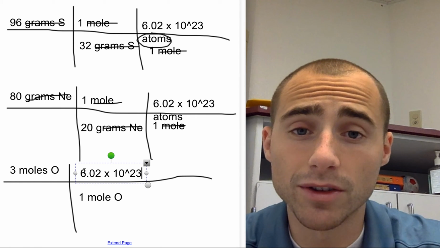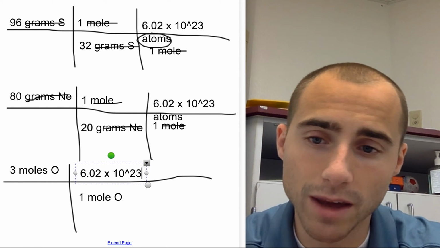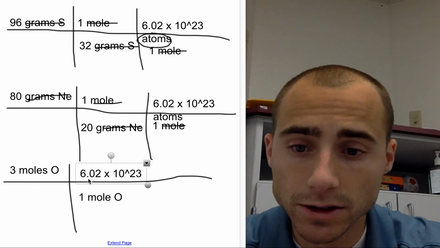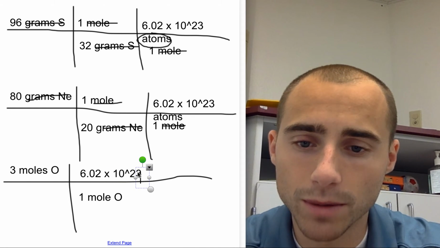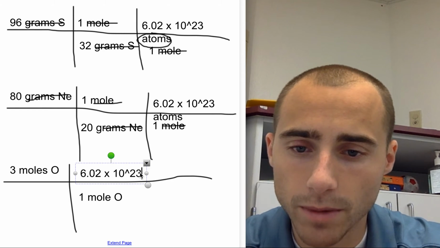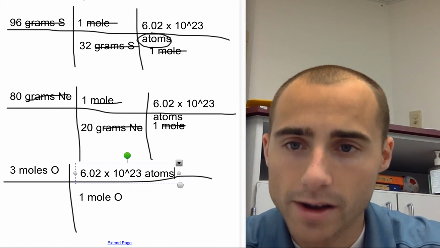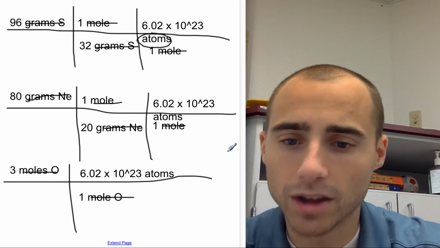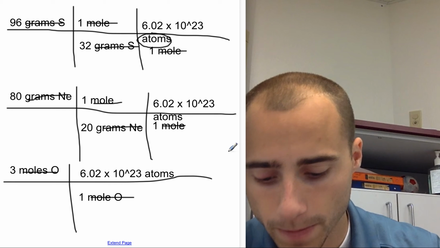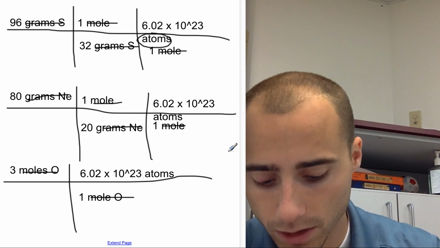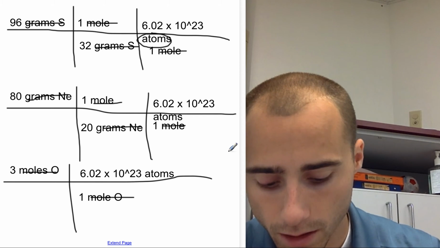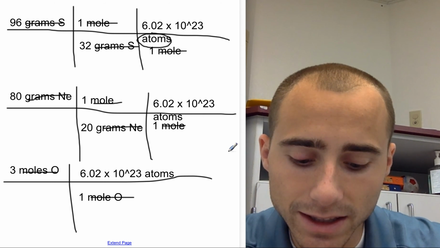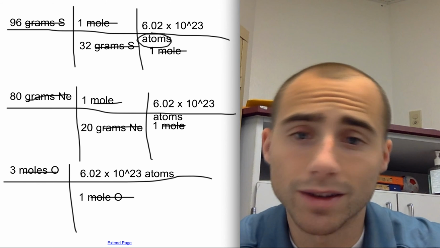Surprised you on that one. It was a little different. We got to skip one step because we didn't have grams. You just go directly from 3 moles of oxygen to 1 mole of oxygen having 6.02 times 10 to the 23rd atoms. My bad, I didn't put atoms. All you would do is cross off moles and then multiply 3 times 6.02 times 10 to the 23rd. That ends up giving you 1.806 times 10 to the 24th. So you got to skip a step there.